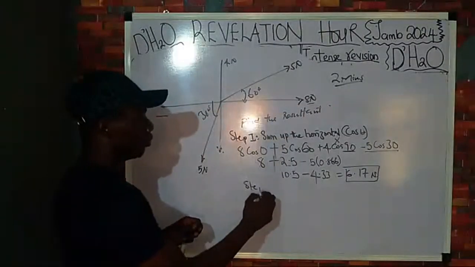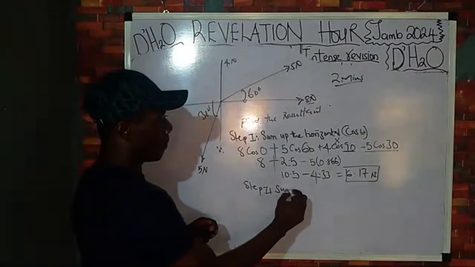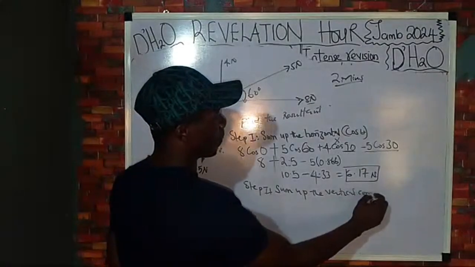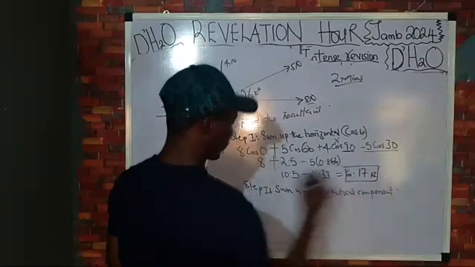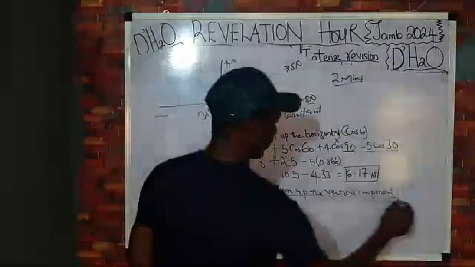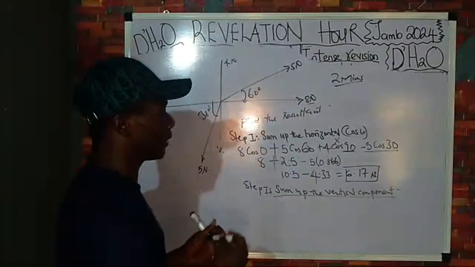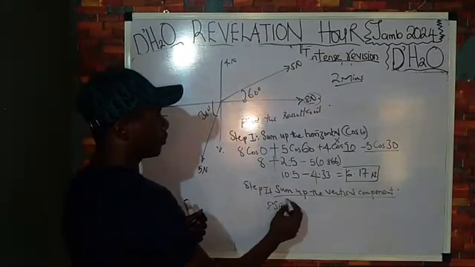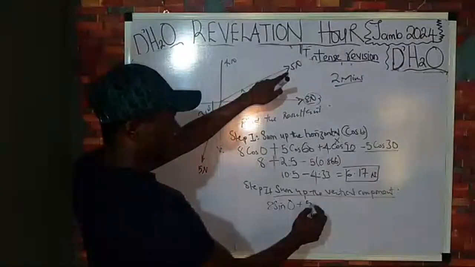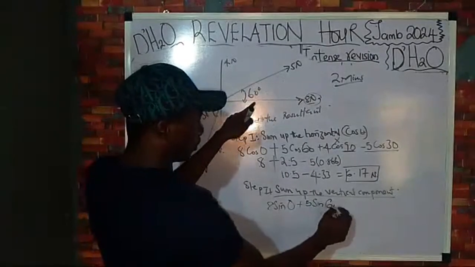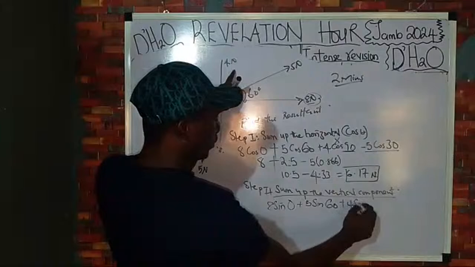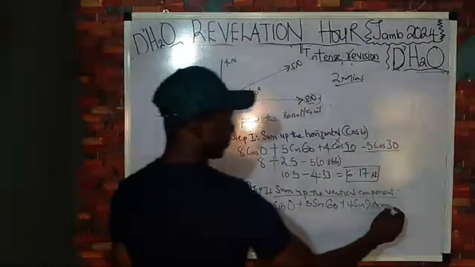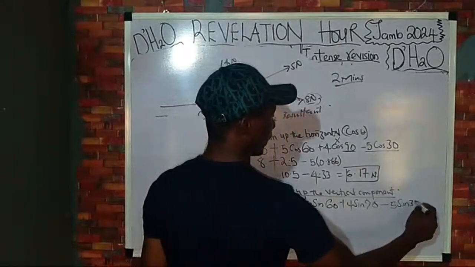Now, step 2, sum up the vertical component. If you want to sum the vertical, use sin theta. So this will give us 8 sin 0, 5 sin 60, and 4 sin 90. You just have to change your cos with sin. This will give us minus 5 sin 30.